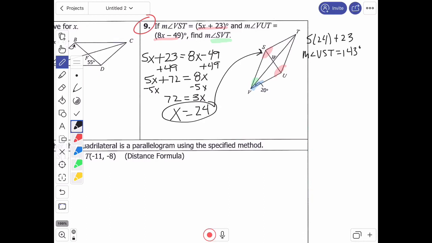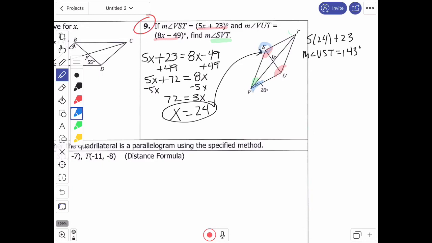Now we've got to use consecutive angles in a parallelogram are supplementary. So consecutive angles, some examples would be S and V. Another example could be S and T. A third example could be T and U. If I keep going, you could have U and V. So I'm going to use just S and V, because I know S is this, but really I know S and U are both that 143 because they're congruent.